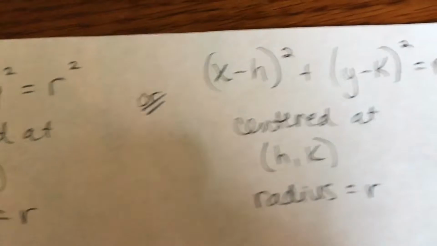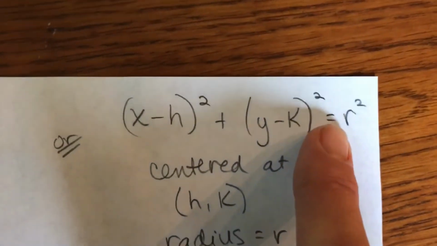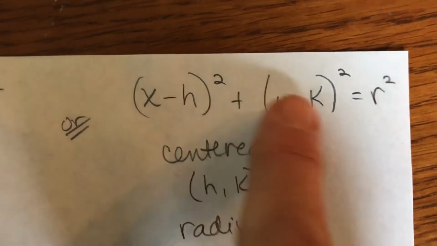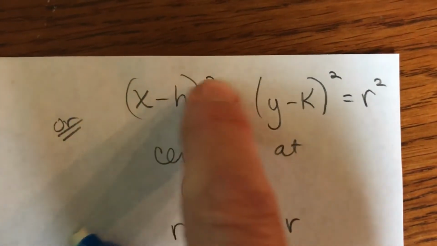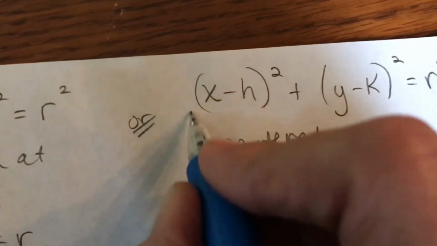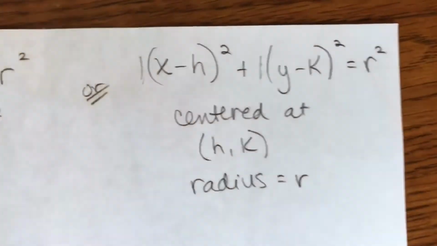Now, what if it's not at 0, 0? What if it looks kind of confusing like this? It still is always going to equal your radius squared. And the way you would find your center here is, it's got a lot of yucky stuff going on in here. But notice the x is still squared and the y is still squared. And these numbers out here, this coefficient is 1. Okay, that's how I know that it's going to be a circle.